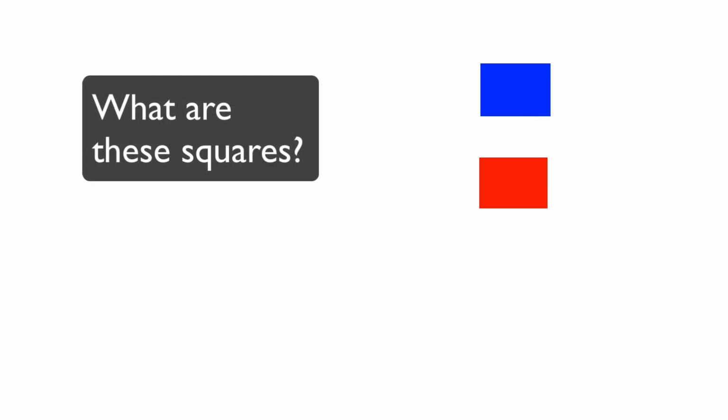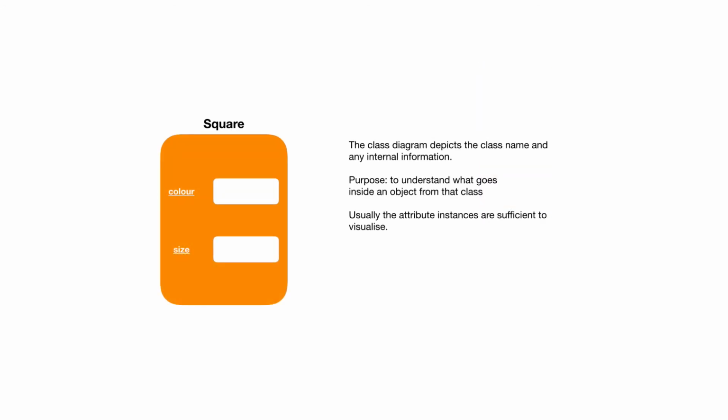Okay, so what are these squares that we talk about here? We have the red square, we have the blue square, and we changed the value of the attribute instance. And how do they really relate to each other? Enter class diagrams. A class diagram is your visualization of any type of class. Usually what you have is a rectangle or some kind of box, and within that box you have all the attributes belonging to that class. Now let us see how this relates to the objects.